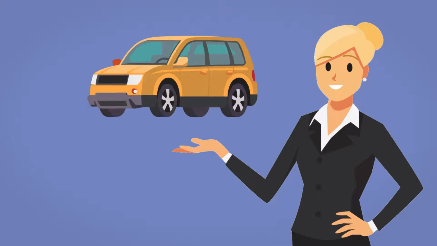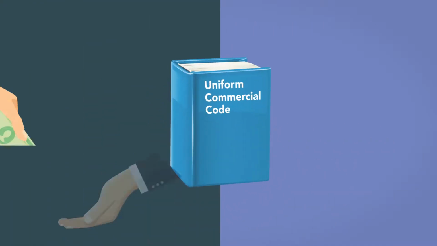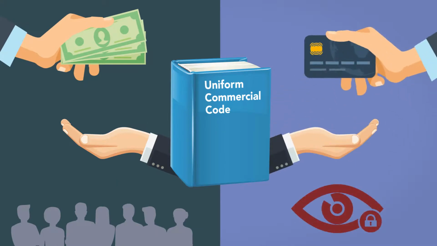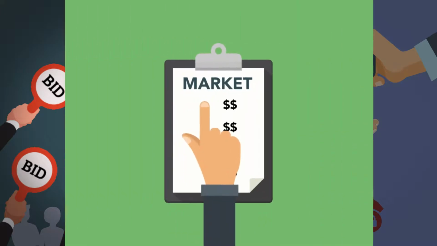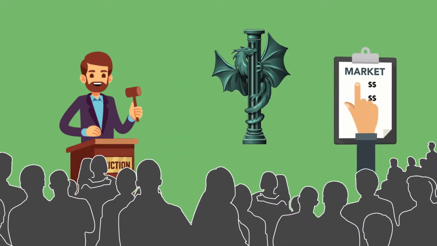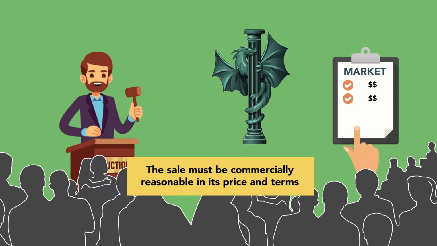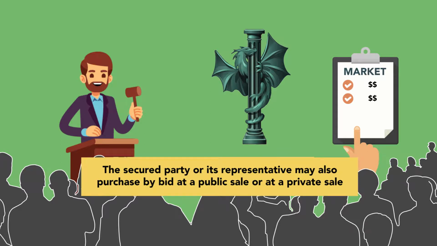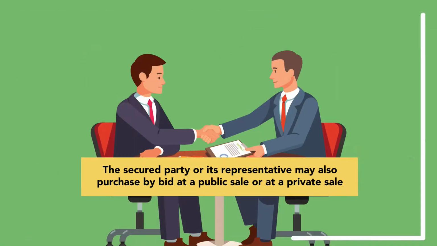Usually, the secured party will want to sell tangible collateral and put the proceeds toward the debt. The UCC permits public and private sales, but prefers public sales, which usually means an auction. Public sales ensure the price is set by the current market and not made artificially low. Private sales are more relevant for specialized goods with smaller potential markets. In all cases, the sale must be commercially reasonable in its price and terms. The secured party or its representative may also purchase by bid at a public sale or at a private sale.